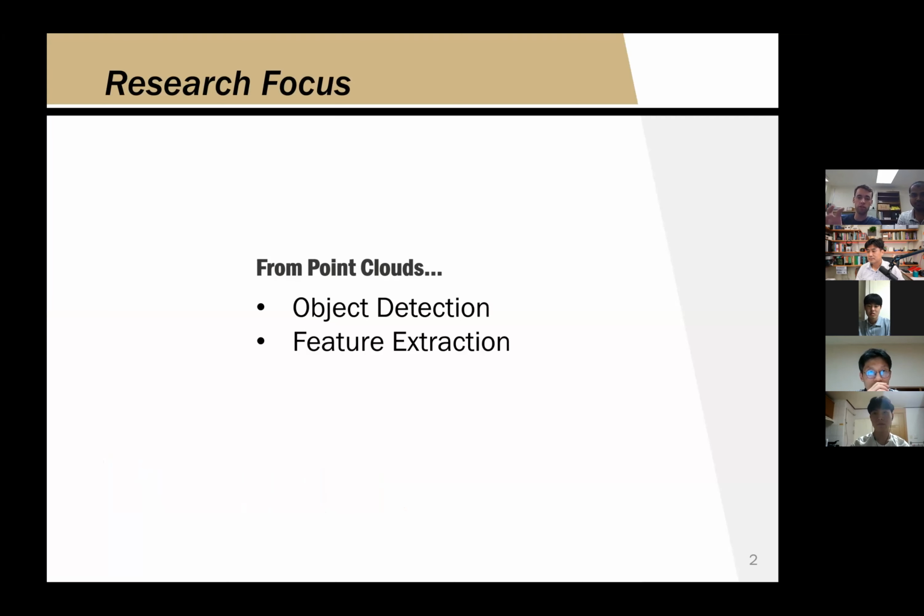But my research focus generally is in the area of two things: object detection and feature extraction from point clouds. And I differentiate those two terms in this way. Object detection would be finding a specific object within the point cloud, and feature extraction would be finding some descriptive characteristics of that object once you've extracted it from the point cloud. So that's generally the path that I'm researching, and I'll present three projects that fall into this that I've been working on.